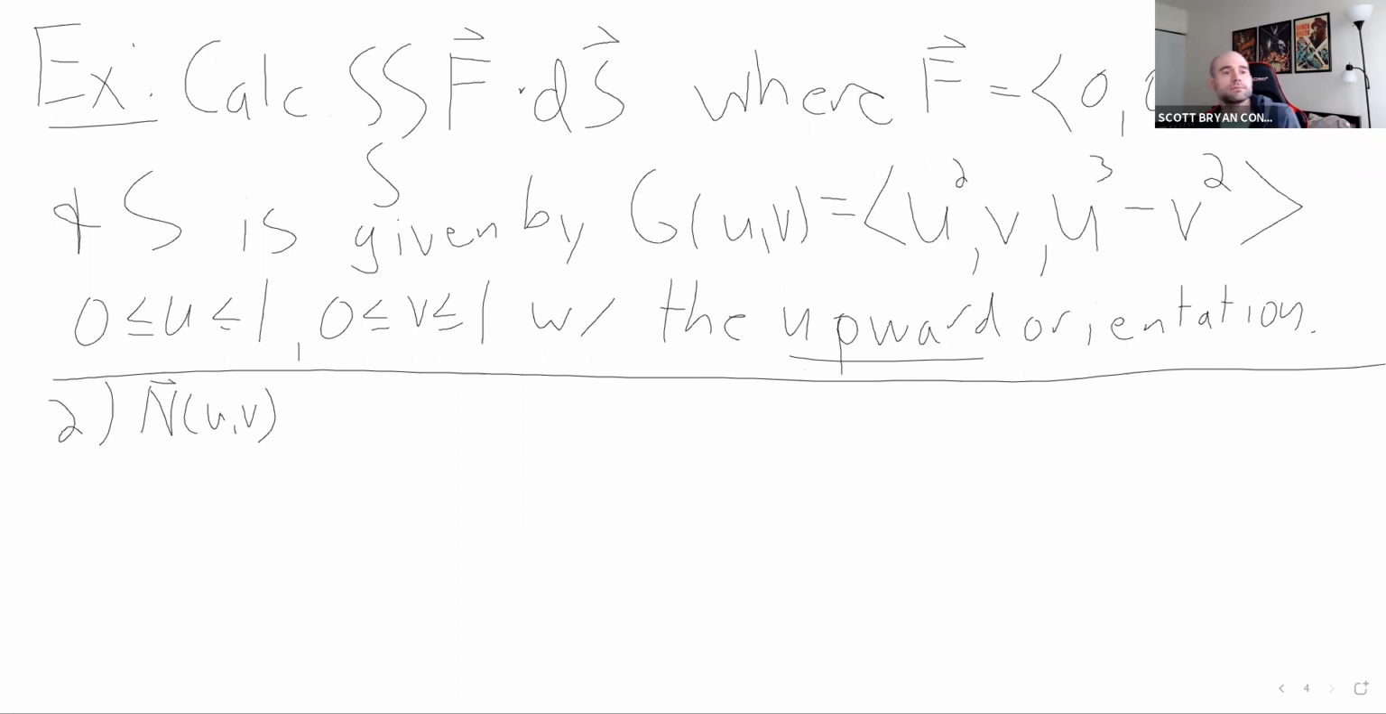So let's figure out what N of uv is. Basically what we do for this is we either, as we'll see, memorize the form of N of uv, the cross product for certain things. It'll be very convenient to memorize, because it cuts down a lot of the calculation you need to do. Or we need to calculate the cross product of gu cross gv and then see if that is the correct orientation. And if it's not, then we flip it. So let's do that.